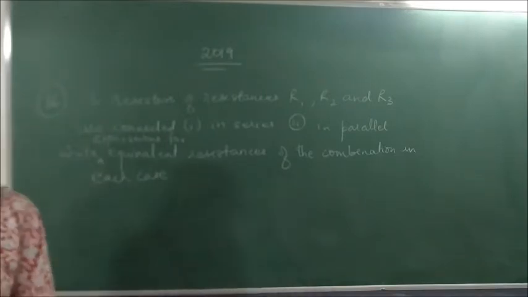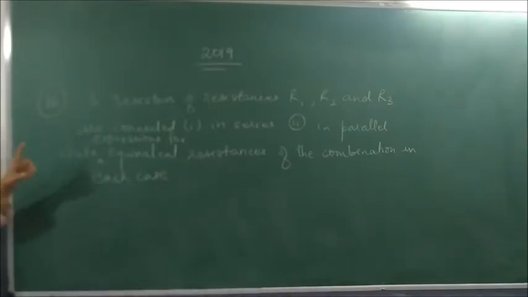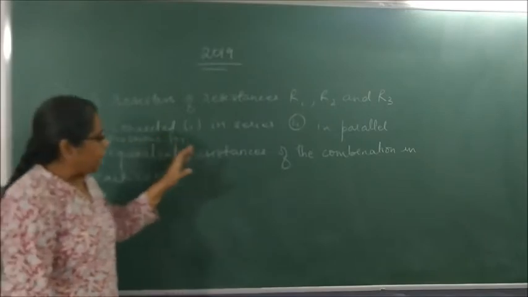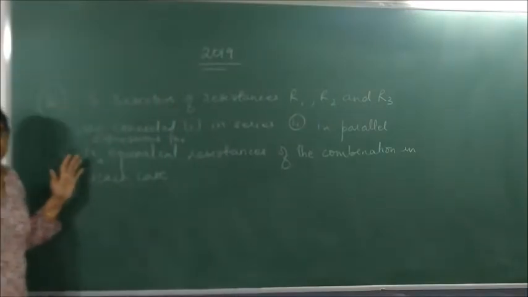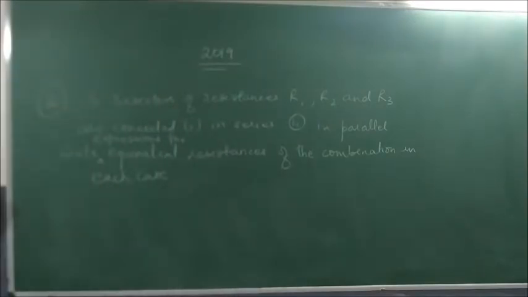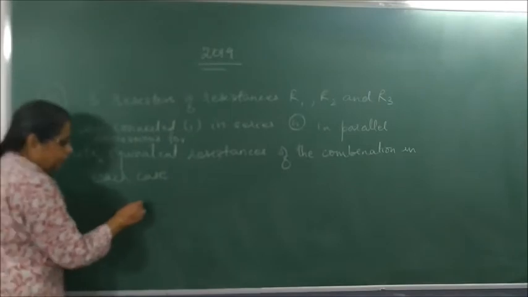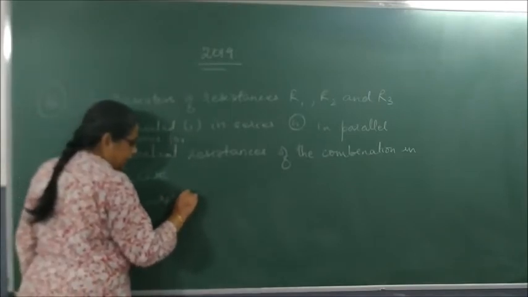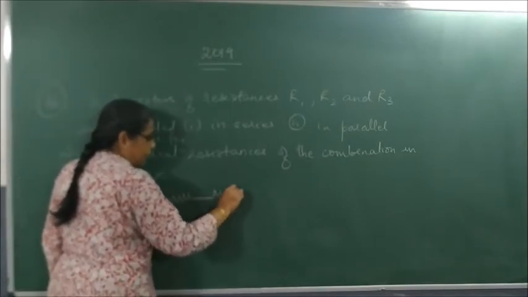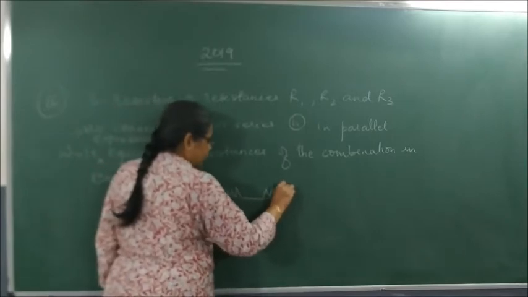So what are they telling you? That there are three resistors, R1, R2 and R3, connected first in series, then in parallel. Whenever resistances are connected in series and parallel, we will draw its diagram and then write its final expression. They are not asking for a derivation, just the expression, the final formula.